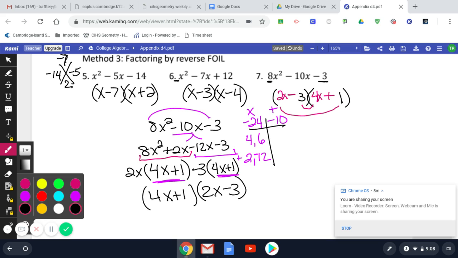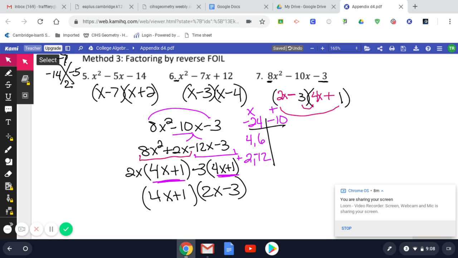So if you don't like guess and check, or if you get stumped and you know it should be factorable, you can always split the middle. That's another method you can use.